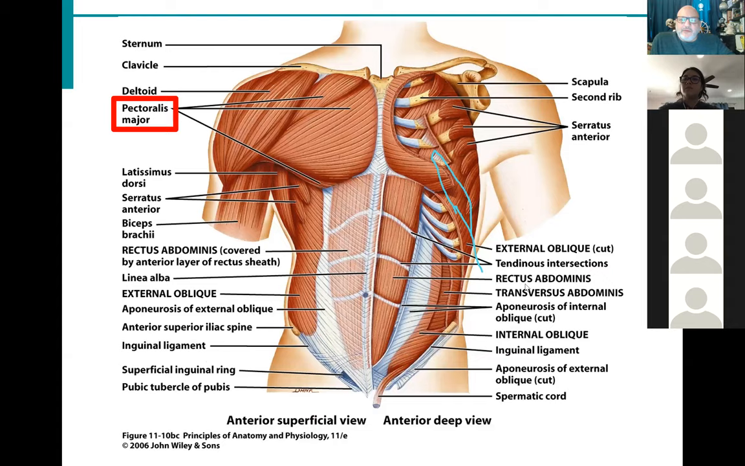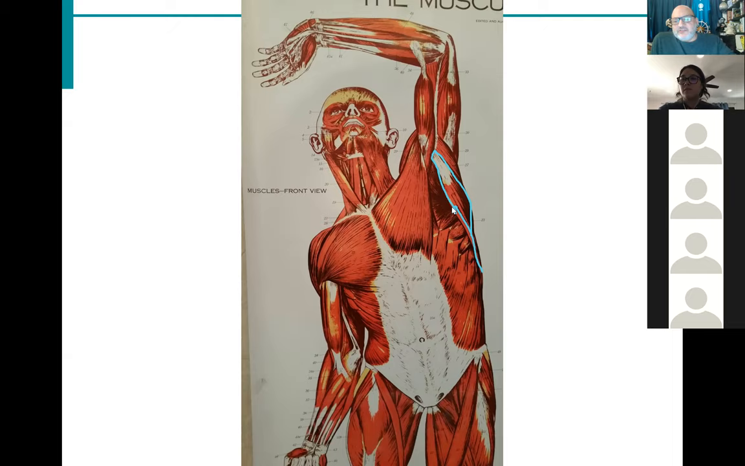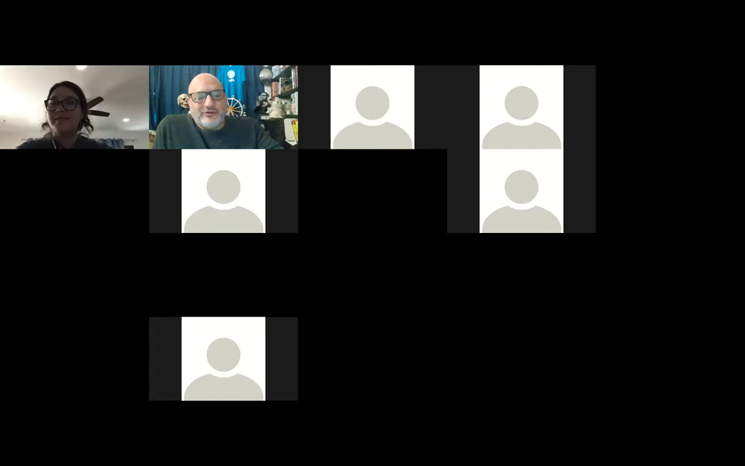Who has big, prominent latissimus dorsi muscles? Not me. Okay, maybe not you, but who does? Bodybuilders. Bodybuilders, true, but even more than bodybuilders. Hold on. Football players? I don't know, just guessing. Well, let's see, okay.